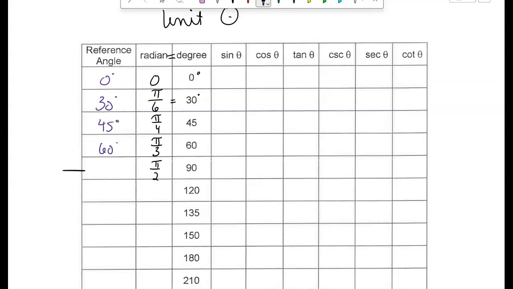45 and 60. Okay. And then we know pi over 2 is just considered 90. Okay. Now, I want to see if you guys can do these radians quickly. Guys, radians.